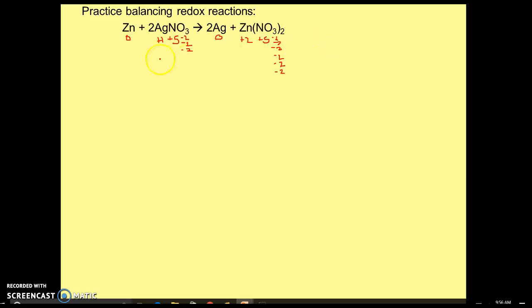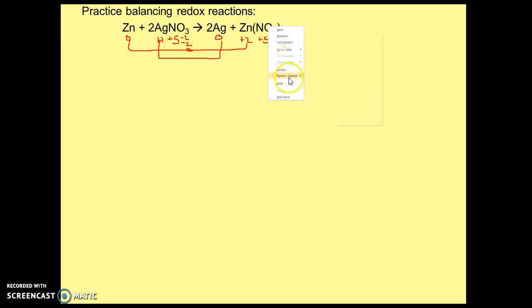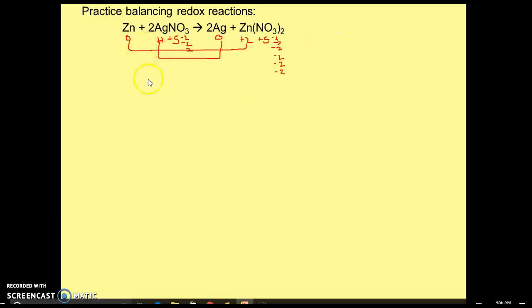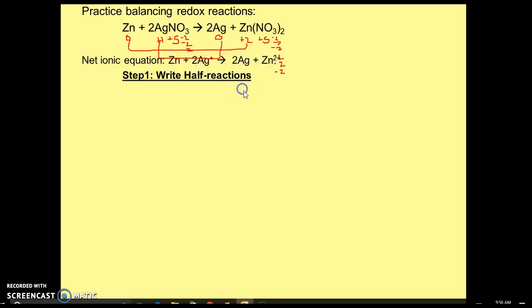Then we look: zinc is going from 0 to +2. Silver is going from +1 to 0. Everything else stays the same for the oxidation number. So then we write our half reactions. Here's the net ionic equation. I just took out anything that wasn't reacting, so NO3 wasn't doing anything. So I have a net ionic equation that looks like this.